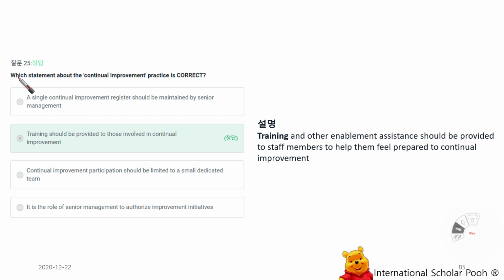Which statement about the continual improvement practice is correct? Training should be provided to those involved in continual improvement. Training and other enablement assistance should be provided to staff members to help them feel prepared for continual improvement.